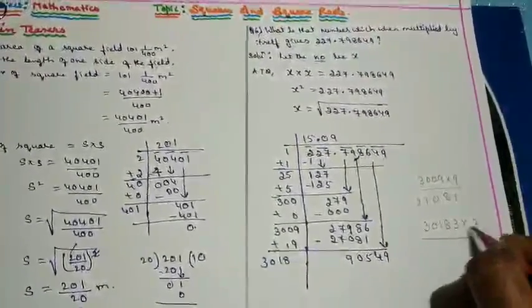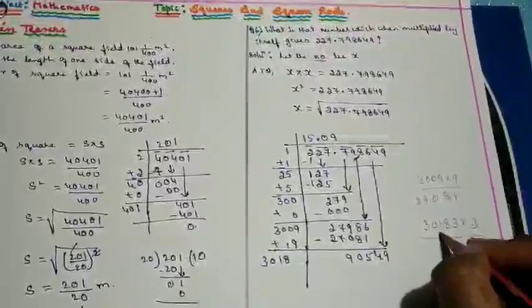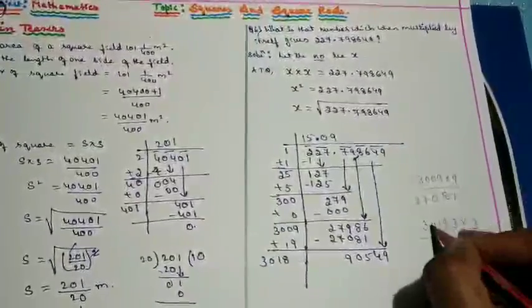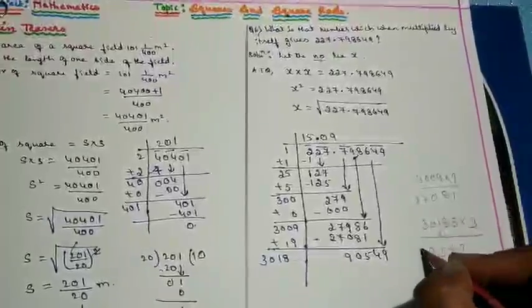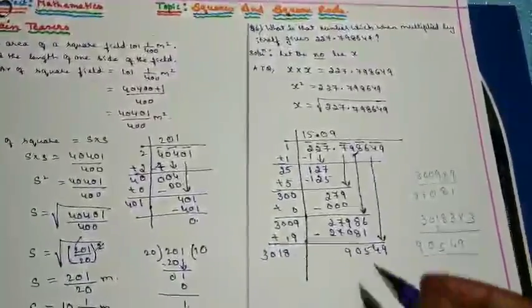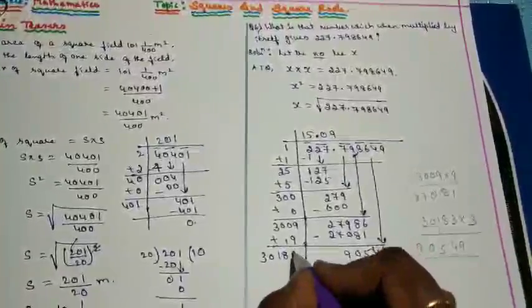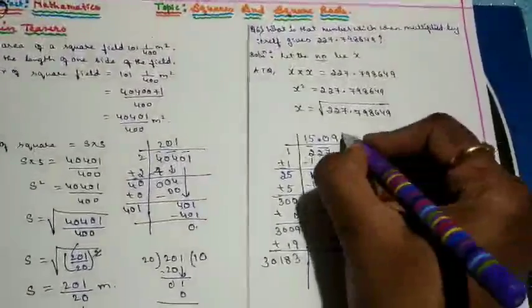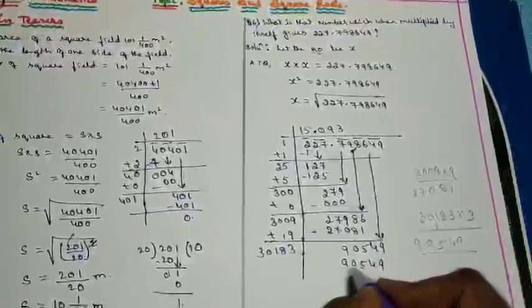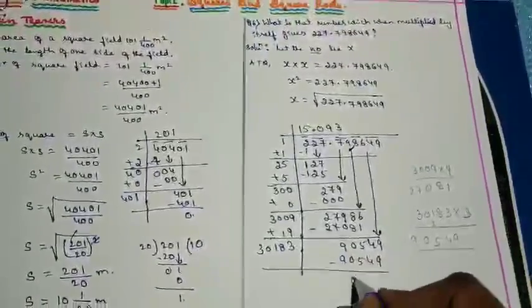3 3s are 9. 3 8s are 24. 3 1s are 3 plus 2 is 5. 3 zeros are 0. Then 3 3s are 9. So it is the same number, whatever it is there in the dividend. So 3s are 90549, and the remainder becomes 0.